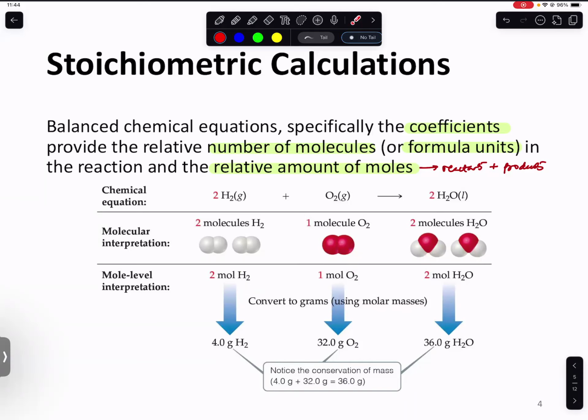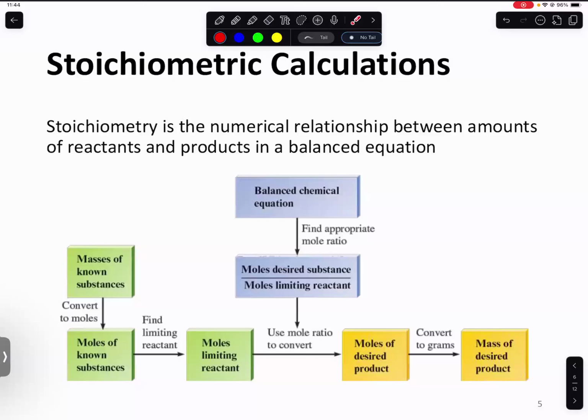And now we can use this mole to mole relationship using the coefficients in the equation along with the molar masses to convert to actual grams that are measurable in the lab to perform my chemical reactions. Now, by definition, stoichiometry is the numerical relationship between amounts of reactants and products in a balanced equation.